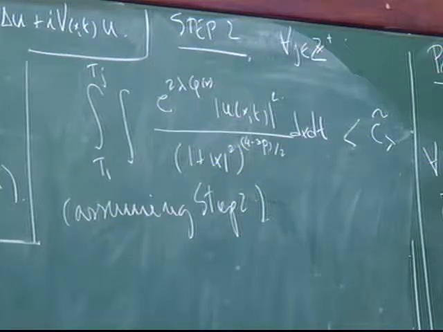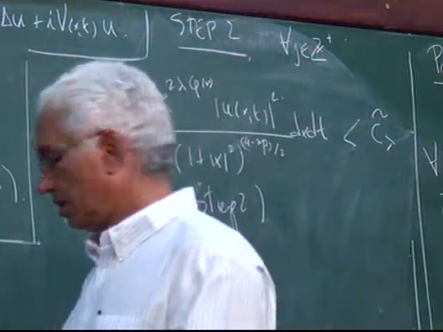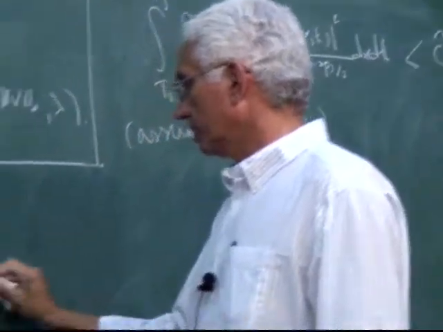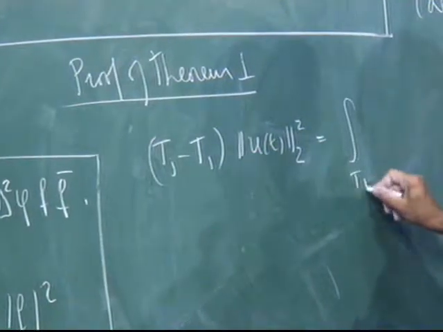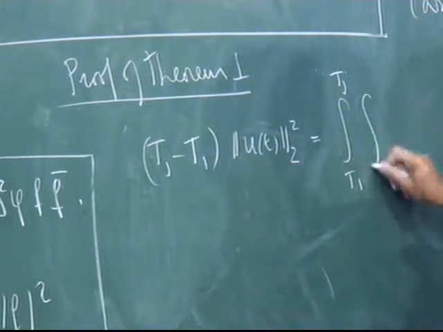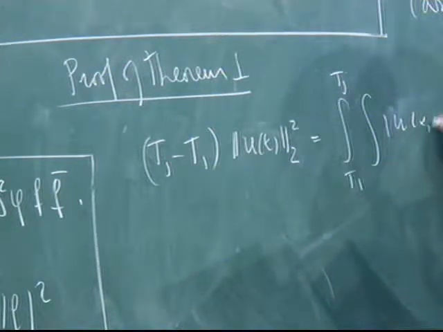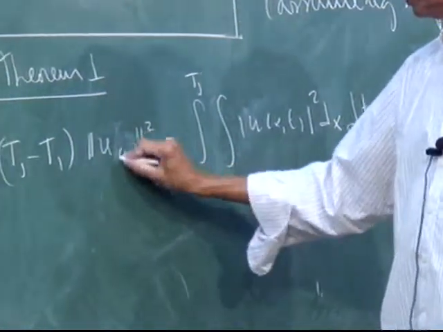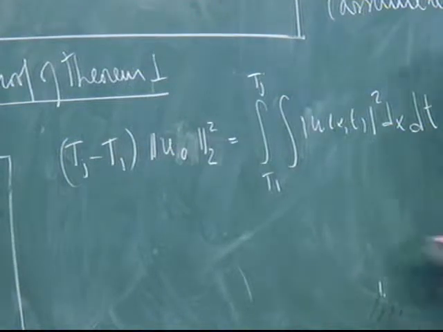And you will see that this is the only moment that we have used that you preserve the L2 norm. What is Tj minus T1 times the L2 norm squared of u? This is exactly the integral between T1 and Tj of u of (x,t) squared dx dt, because you preserve the L2 norm. You can put 0 here if you wish. You preserve the L2 norm. Okay, write this in this way.